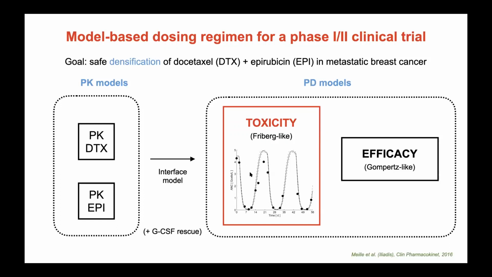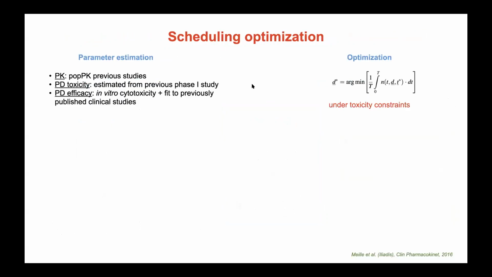And the model here is similar to the Friberg model. And these are patient data from the trial. And as you can see, the model was able to describe the kinetics of these toxicity profiles quite accurately. And then the model was used to optimize the scheduling of the administration of the drug.